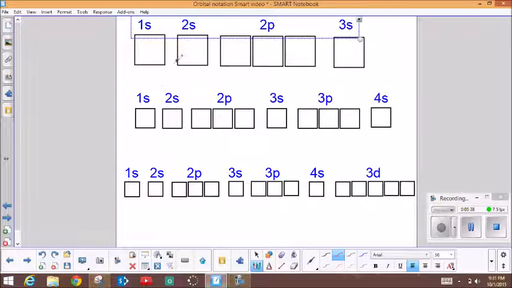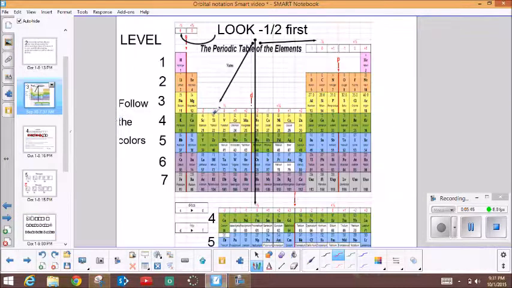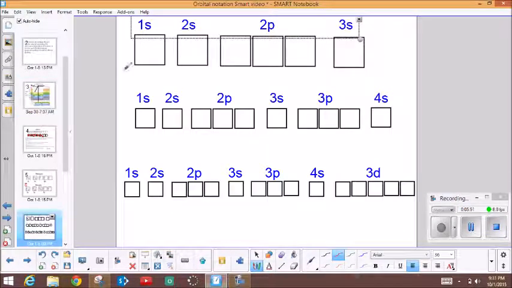So let's do some examples. Let's pick an element off the periodic table. So let's do magnesium. It's number 12, so we'll need to do magnesium.